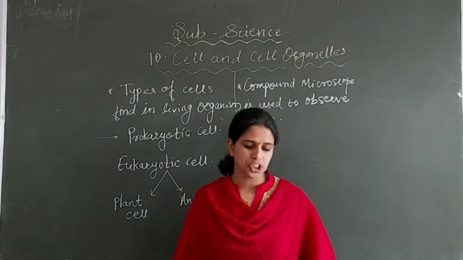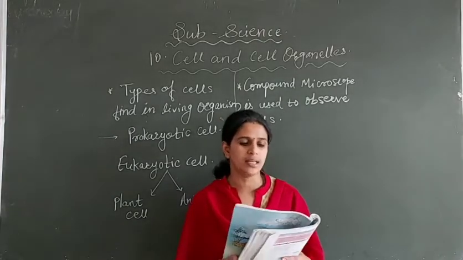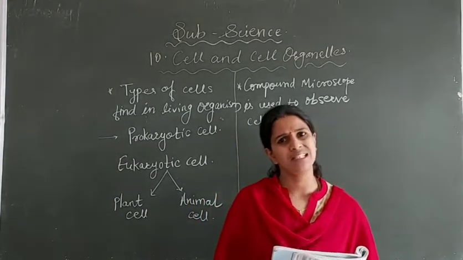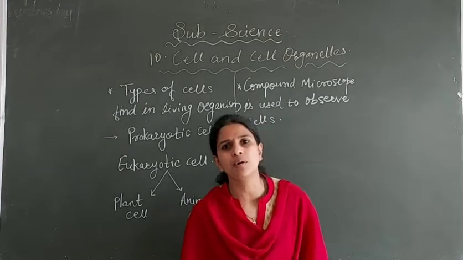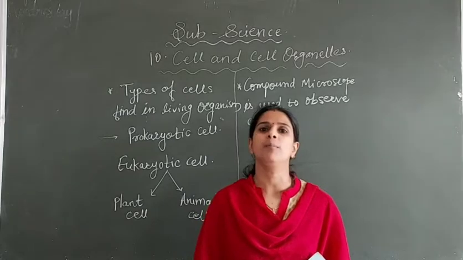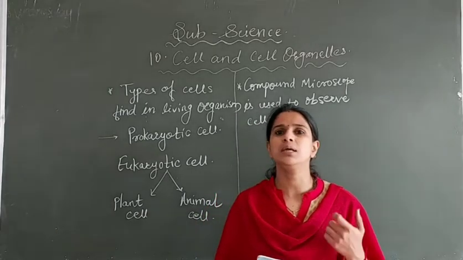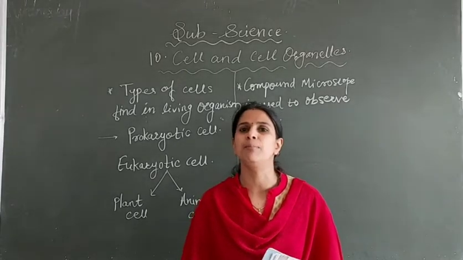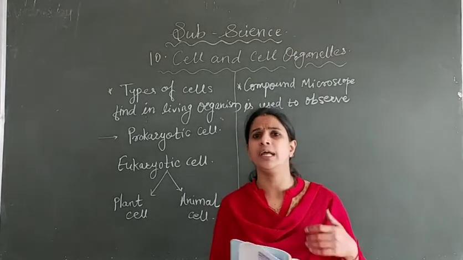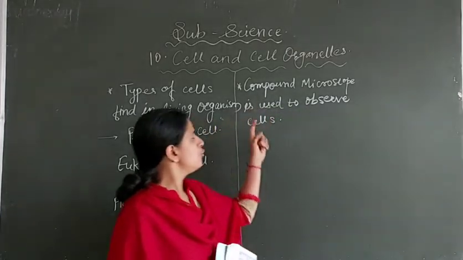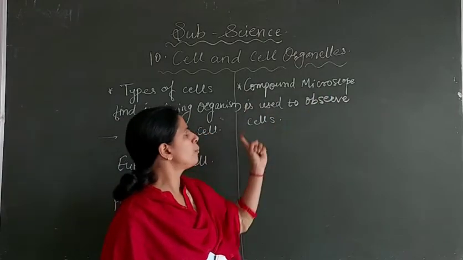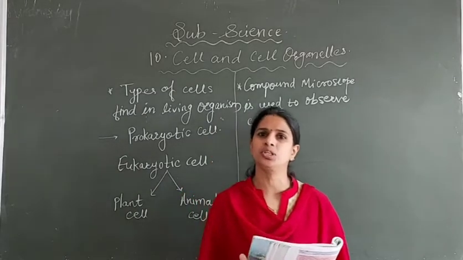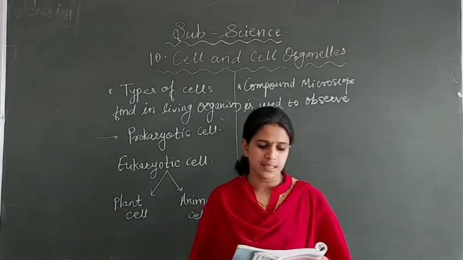Then the second question, which is given on page number 67, is: which instrument had you used to observe a cell? It is a very simple and common question. You know very well that we use a compound microscope to see the cells. A cell is very minute, you are not able to see it with your naked eyes, and for that reason we use a compound microscope to observe cells. So these two questions you just write down as extra questions in your notebook. Then see the next point.